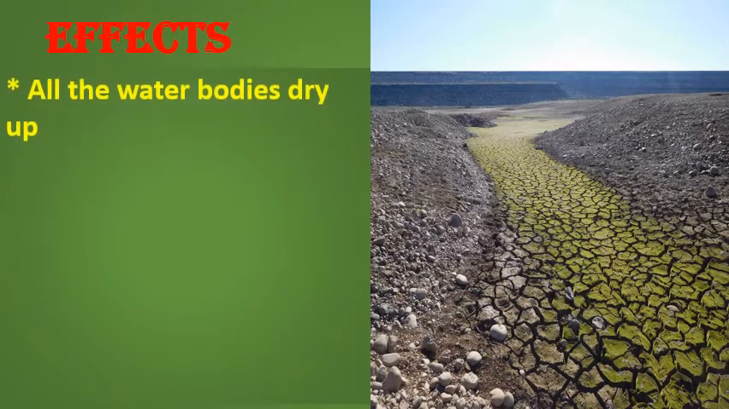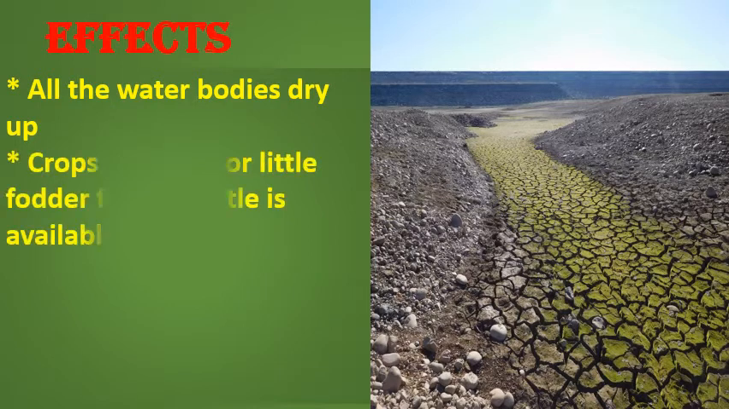All the ponds, lakes and rivers which make up the water bodies dry up, and as a result there is no drinking water available for animals or human beings. Without water, the crops die and there is little or no fodder available for the cattle, due to which they start to starve and then die.